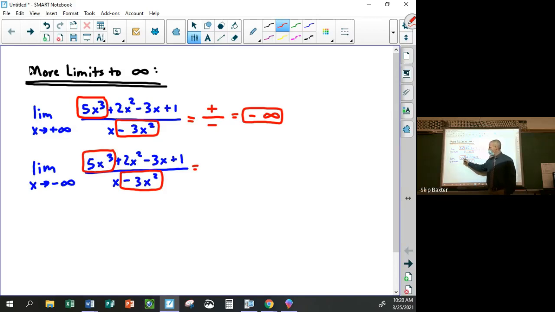On the top, I have 5 times a negative number cubed. Is that positive or negative? Definitely negative, right? When you cube a negative, you get a negative. So 5 times a negative is a negative. On the bottom, if I take negative 3 times the negative number squared, is that overall positive or negative? Also negative, right? Because when you square something, it's positive, but then multiplying it by negative 3 gives you a negative. So the net sign is positive, so this is going to be positive infinity.